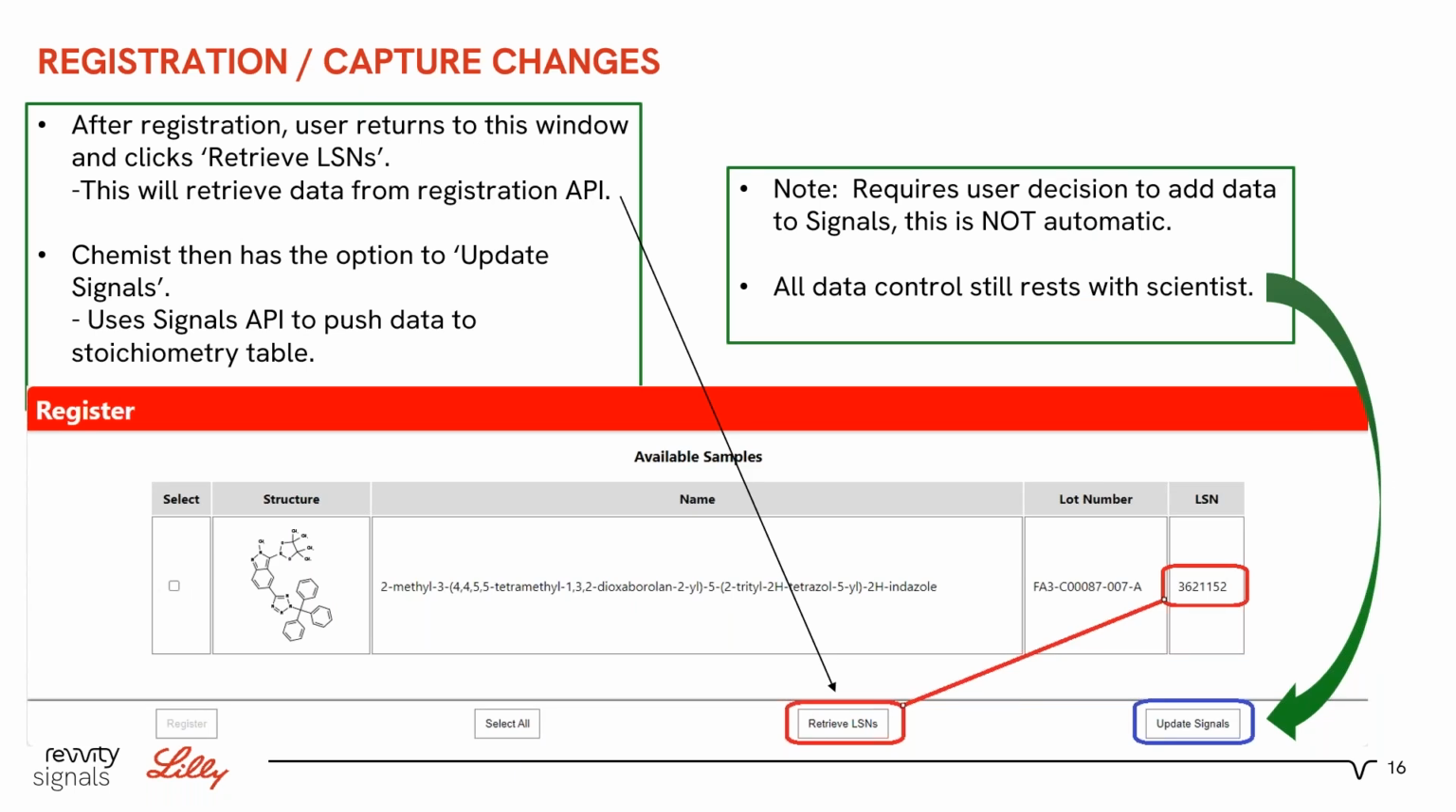So after we've done that registration, then we can come back to this window, what we call the Mixed Signals window, and we click on Retrieve LSNs. This will then use the API to go out to our registration database, and based on the lot number and some things behind the scenes that were recorded with the registration, it'll pull back the serial number for this compound on this page. So at this point then, I have the option to update my notebook page, and note that we've made this a decision that rests with the user.